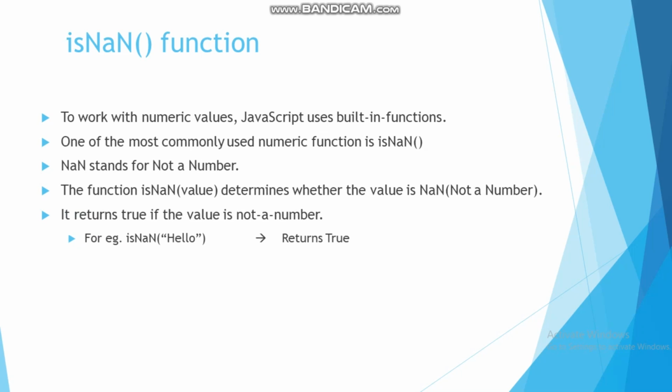So for example, in isNaN, if hello is written inside it, when you execute this program it will return true, because whatever is written is not a number, it is text. In the same way, it returns false if the value is a number. Suppose the input given is 123, it is a number. So here it will return false, because whatever we have given as input is numeric.